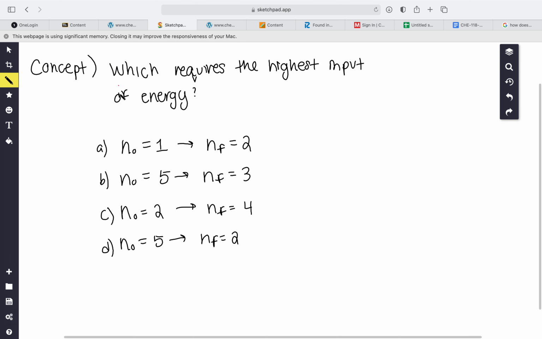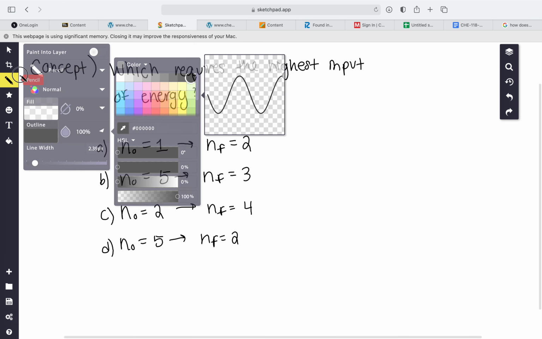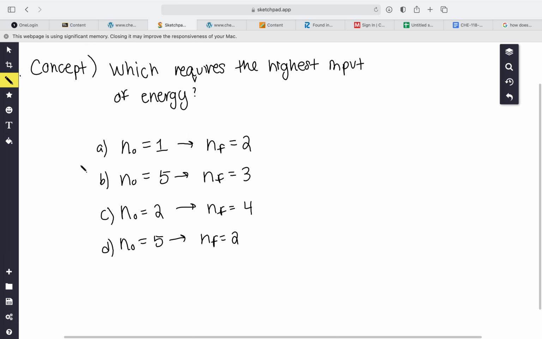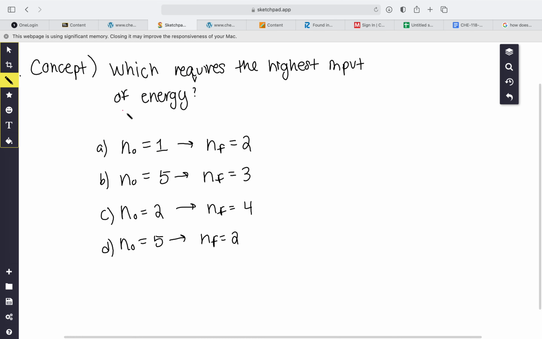Alright, here it is. Which requires the highest input of energy? I do highly encourage you guys to pause the video and try this out yourself. But in just a second here, I'm going to go over it. So feel free to pause now and try it yourself.